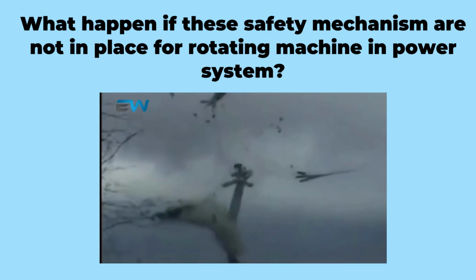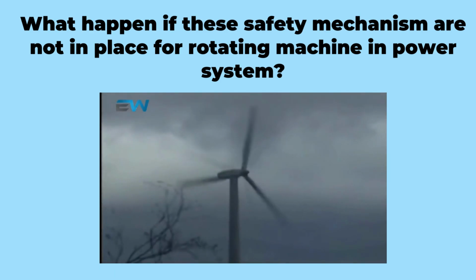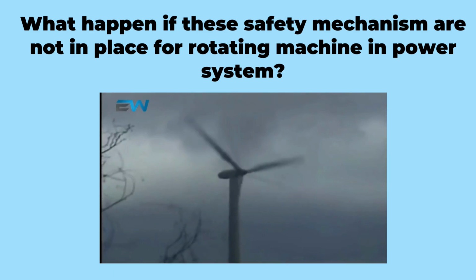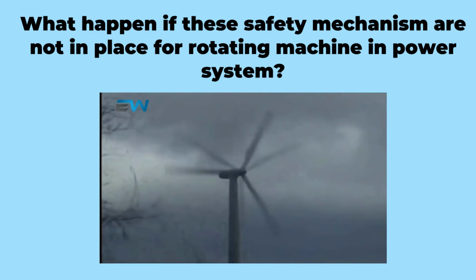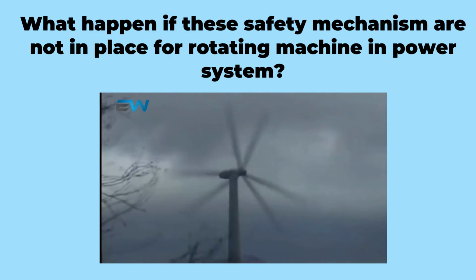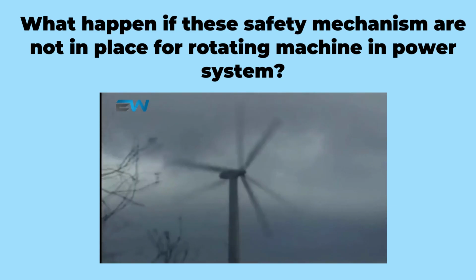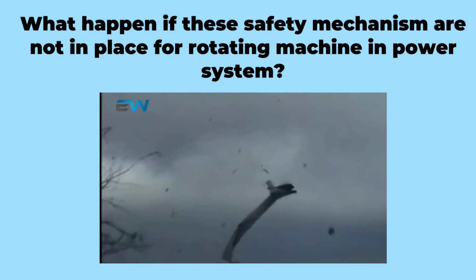In this uncontrolled state, the windmill is unable to match its rotational speed to the changing wind conditions. The excessive rotational speed can lead to structural stress and mechanical failures, putting the windmill at risk. Without the protective mechanism in place, the windmill becomes vulnerable to damage, potentially leading to catastrophic consequences. This scenario highlights the importance of frequency-based safety mechanisms in power systems.